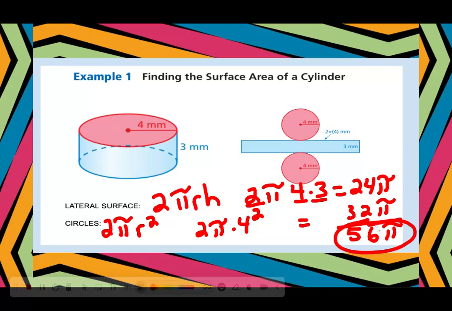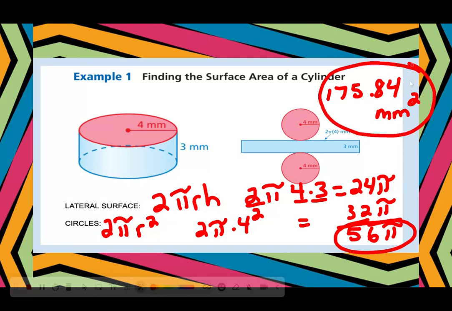Or you can do 56 times 3.14, and you would get 175.84 millimeters squared. Okay, or you could do 2 times 3.14 times 4 times 3, get an answer, and then do 2 times 3.14 times 4 squared, get an answer, and then add the two together. Either way.